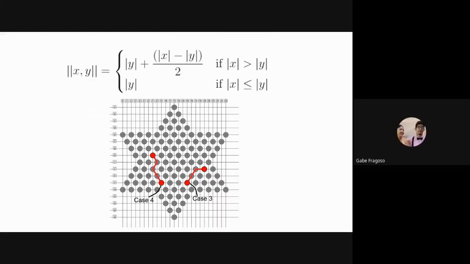Since we made our own coordinate system, we also had to develop and prove our own norm for the board. The formula is treated as a piecewise function. The first case is when x movement is greater than y movement, and the second case is when x movement is less than or equal to y movement. In order to prove the norm, we consider 4 cases: horizontal movement, diagonal movement, the combination of horizontal and diagonal movement, and the combination of diagonal movements. The last 2 cases are shown as cases 3 and 4 respectively.